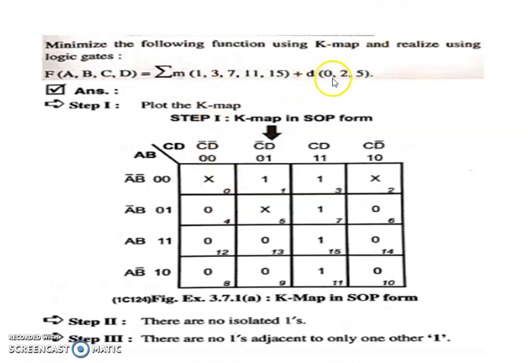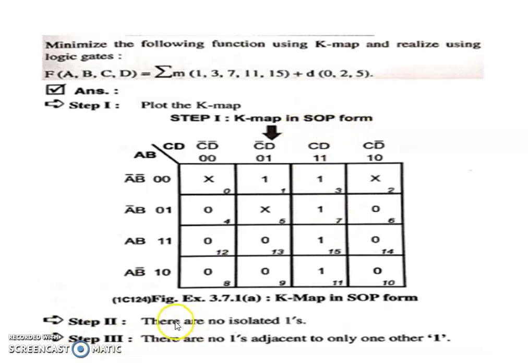See here, D of 0 to 5 is your don't care condition. So for D of 0, here we mention the don't care condition, X. Then 2, so see here M2 is here, so your don't care condition is here also. And 5, here we mention 5, your don't care condition is here. After that, 1, 3, 7, 11 and 15 are replaced with 1. So 1, 3, 7, 15 and 11 are replaced with 1. So it's nothing but the K-map form for the sum of product form.